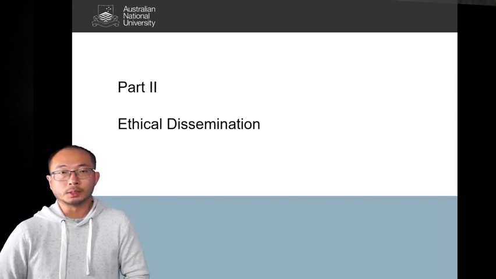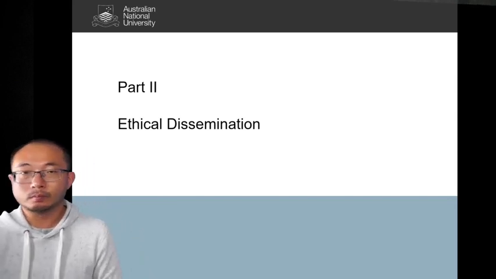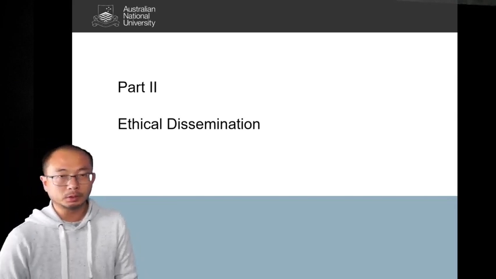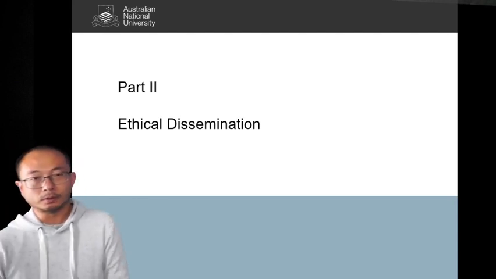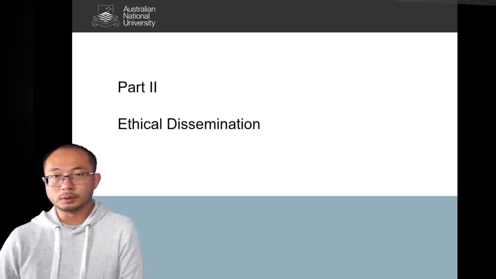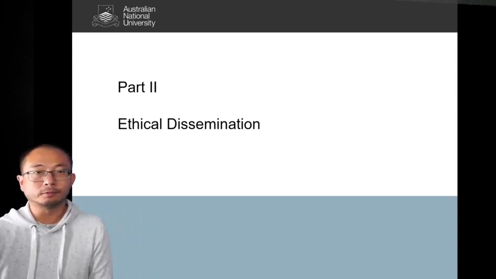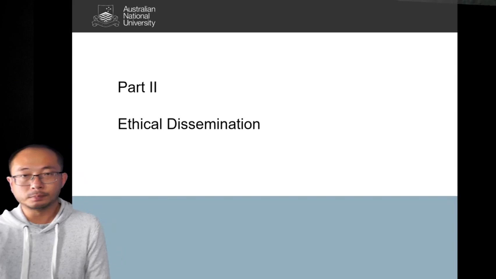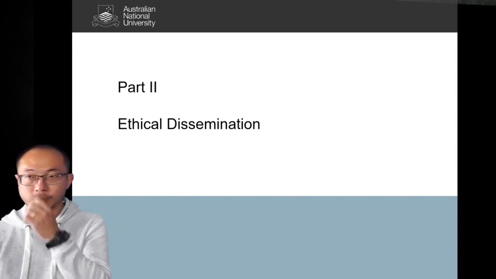So we come to the second part of contemporary research ethics, which is that after you've done your data collection, you've done all your fancy statistics stuff, it's time to write up and disseminate your findings.